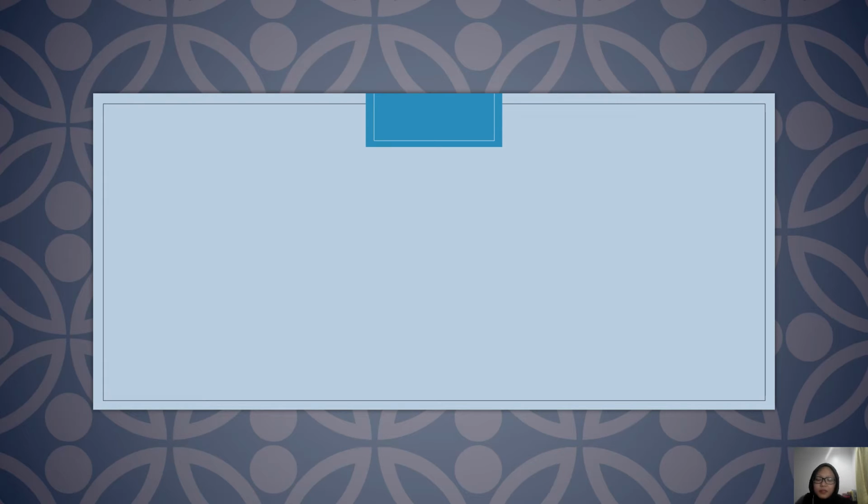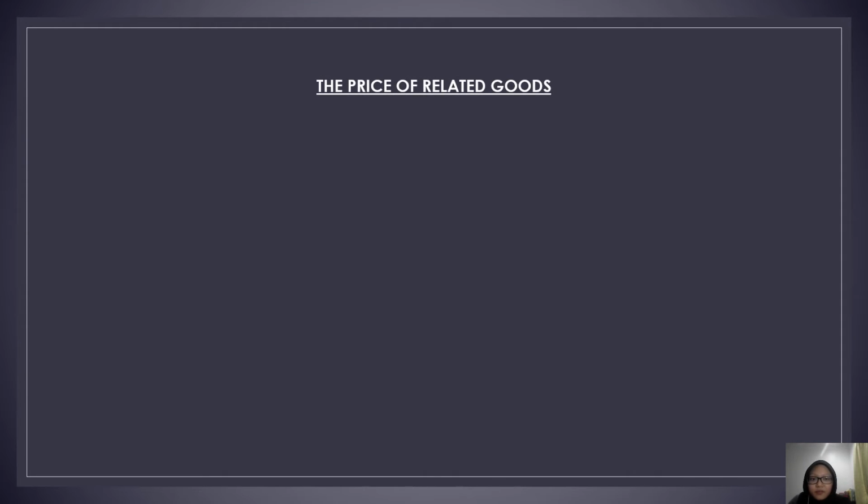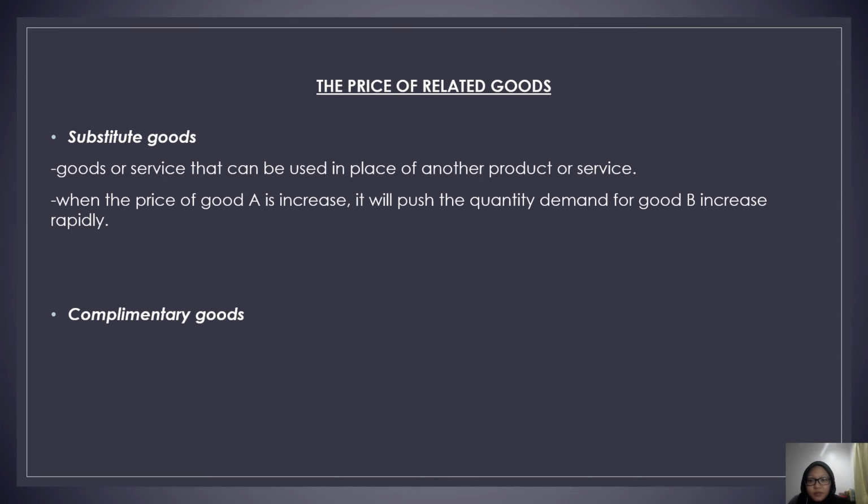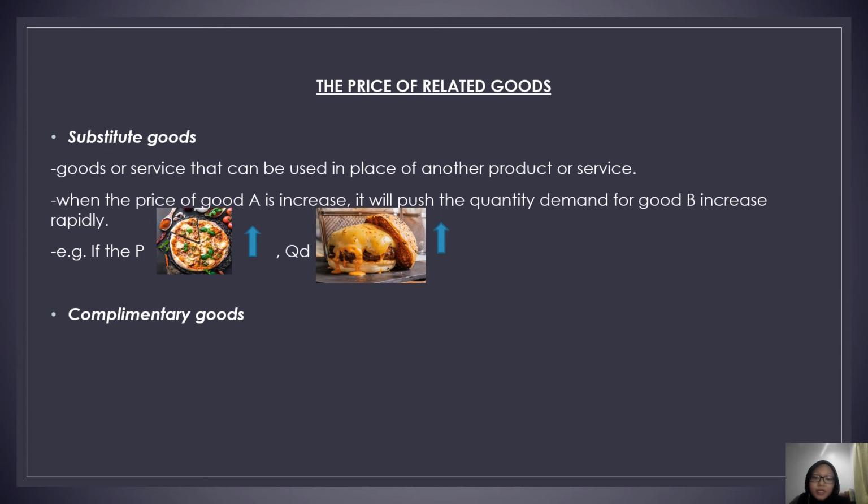Okay, now I will continue on factors affecting demand. There are 8 factors that affect demand. The first one is the price of related goods. There are 2 types of goods, which are substitute goods and complementary goods. Substitute goods are goods or services that can be used in place of another product or service. When the price of good A increases, the quantity demanded for good B increases rapidly. Let's say we have pizza and burger. If the price of pizza increases, the quantity demanded for burger will increase.